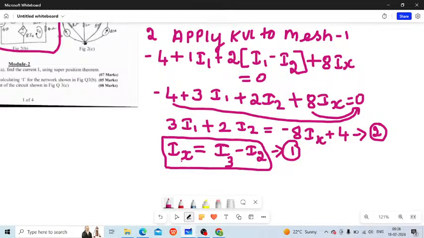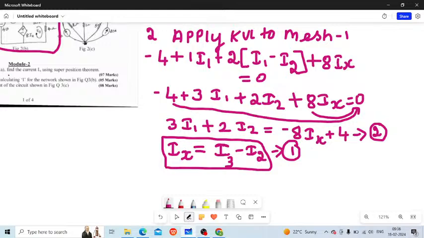Super mesh current means the current that is present between two meshes. The current that is present between two meshes is called a super mesh current, and that super mesh current equation has to be written first and then all others. Fine. That is equation number 1 for you all. I hope you got my point. You have to follow this for all, right?